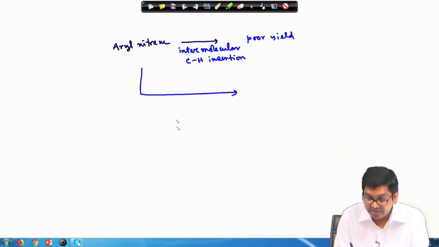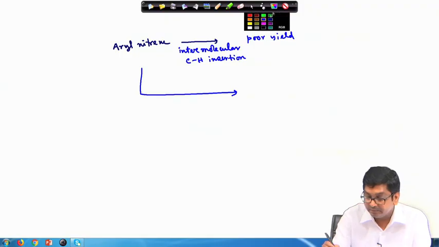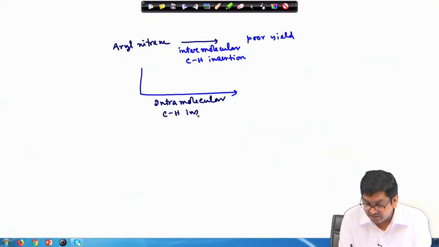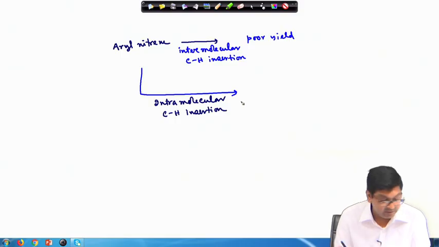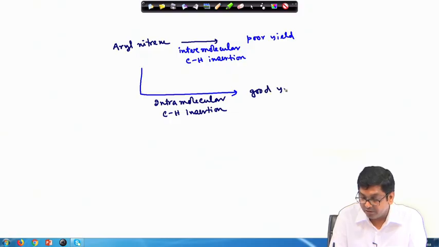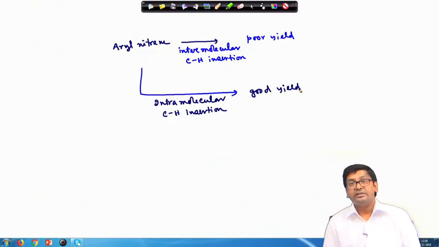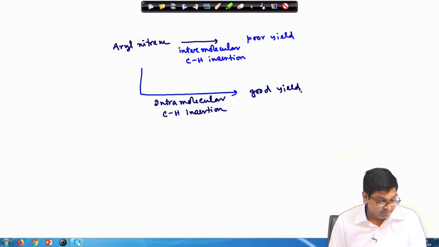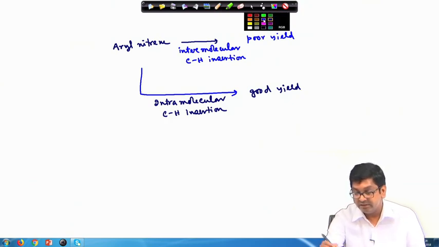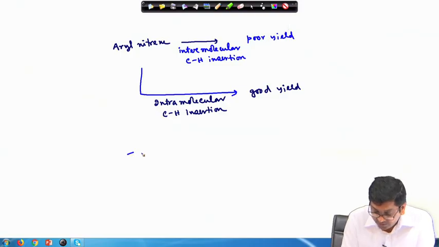Okay. But if we take its intramolecular version, intramolecular CH insertion, then it gives good yield with retention of configuration. Okay. So what will you get? You will get a good yield of product with retention of configuration. Let us see some examples in this way.